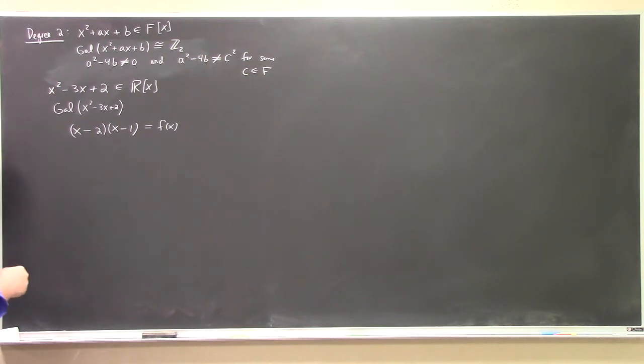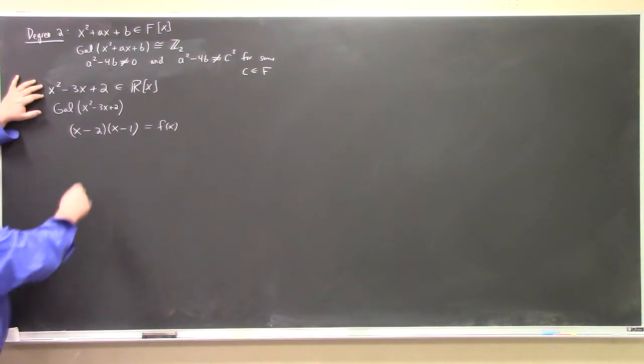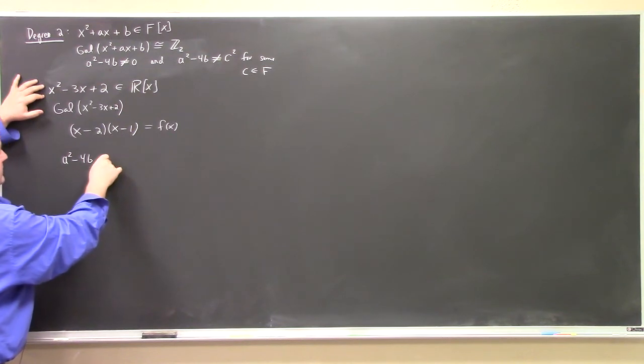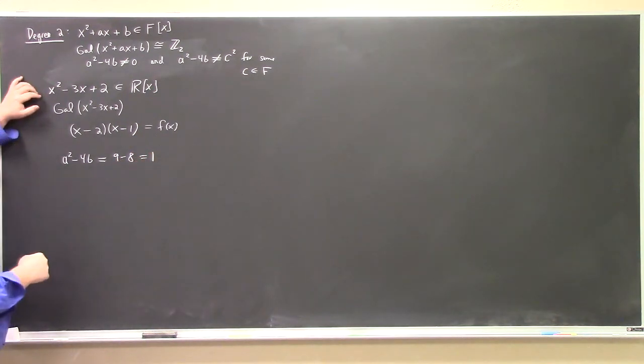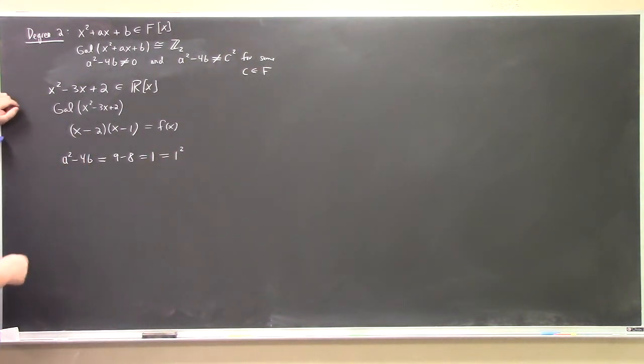Here's a counterexample to this. If I have x squared minus 3x plus 2, that's a real polynomial. Its discriminant is not 0. The discriminant here is 9 minus 8, which is 1, and of course that is equal to 1 squared. Which goes to show that we're not in the case where the discriminant is not a square of the base field.